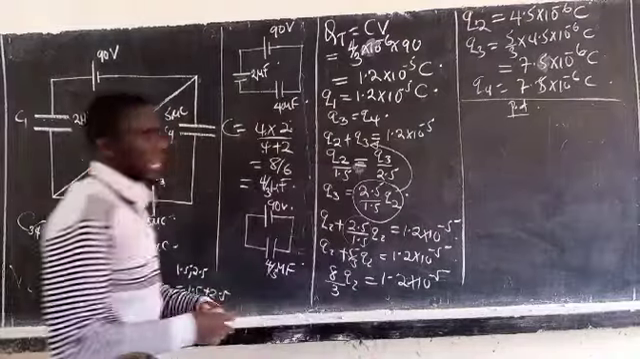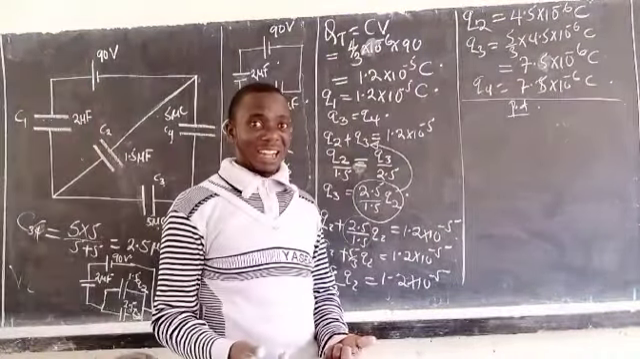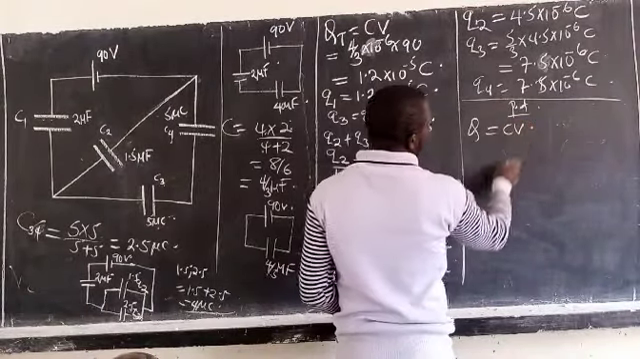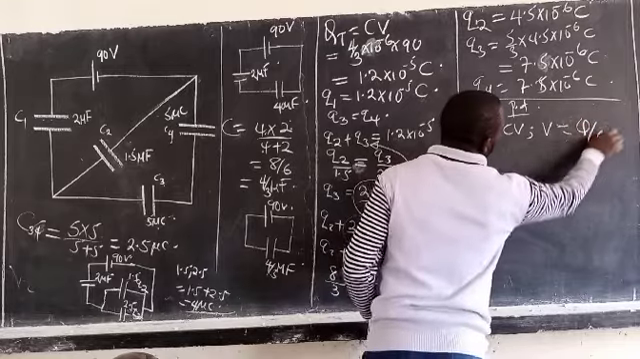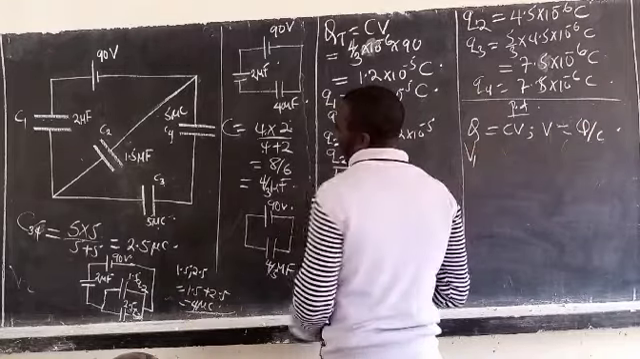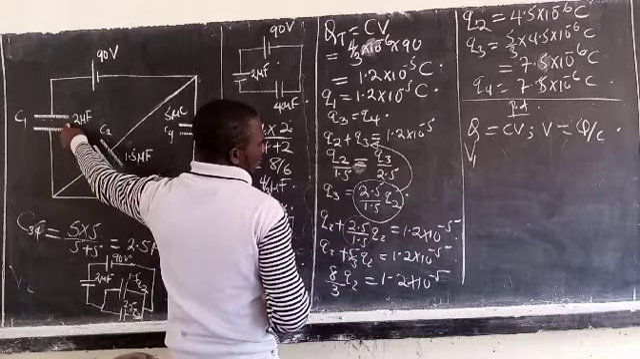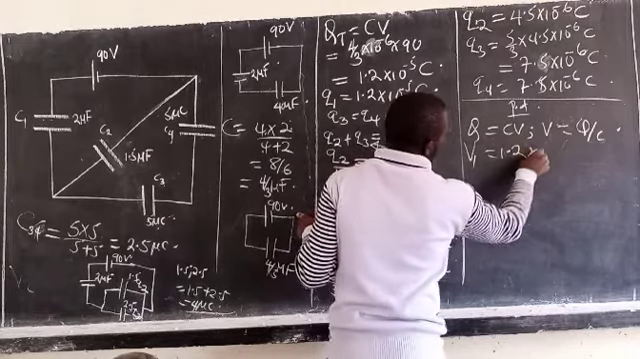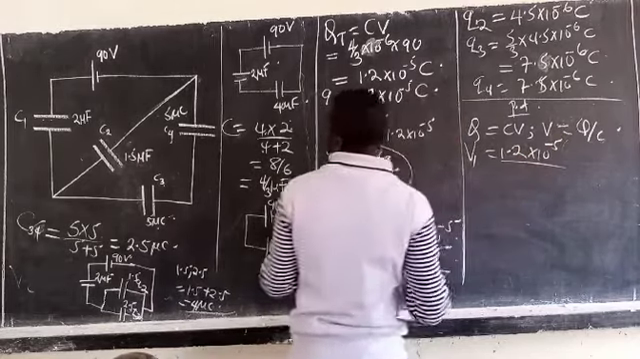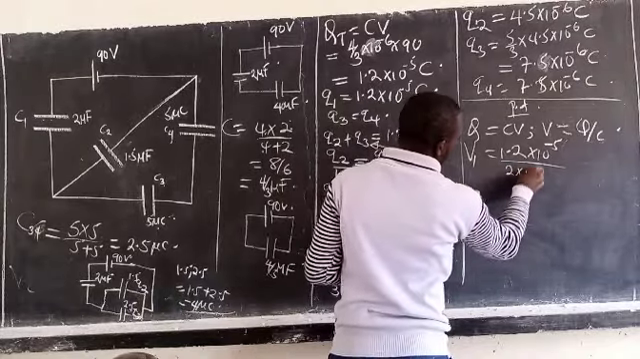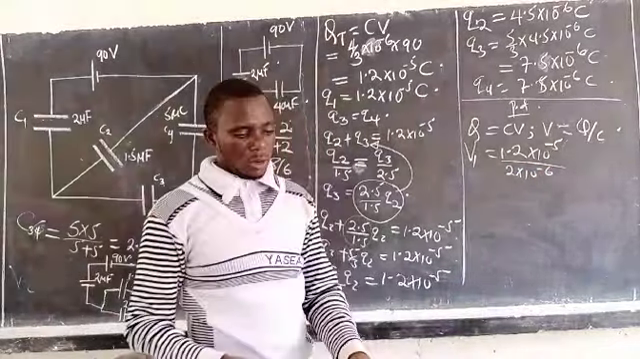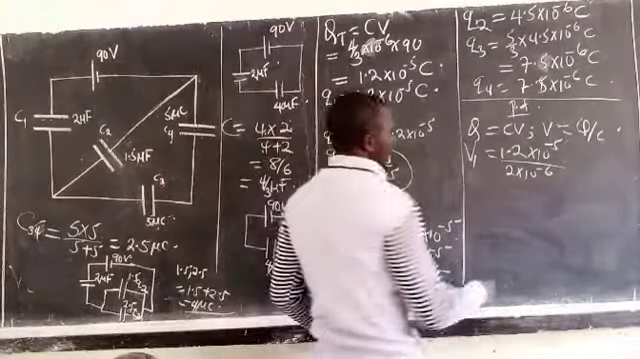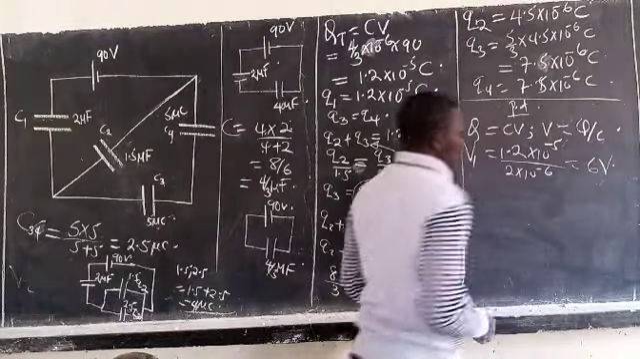So I just have charge stored and the capacitance. From Q is CV, I have V as Q out of C. Therefore, V1 is Q1 out of C1. Q1 is 1.2 exponent -5. C1 is 2 exponent -6. So 1.2 divided by 2 exponent -6 should give me 6 volts.